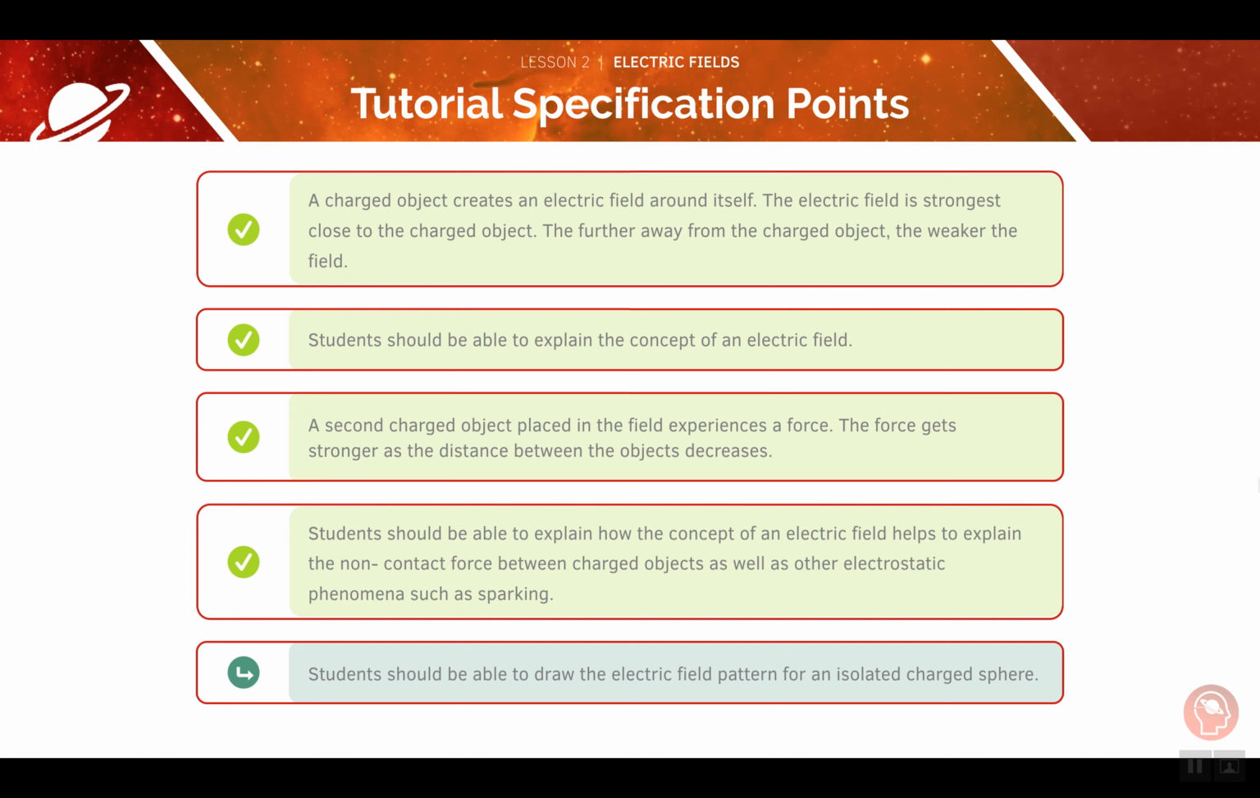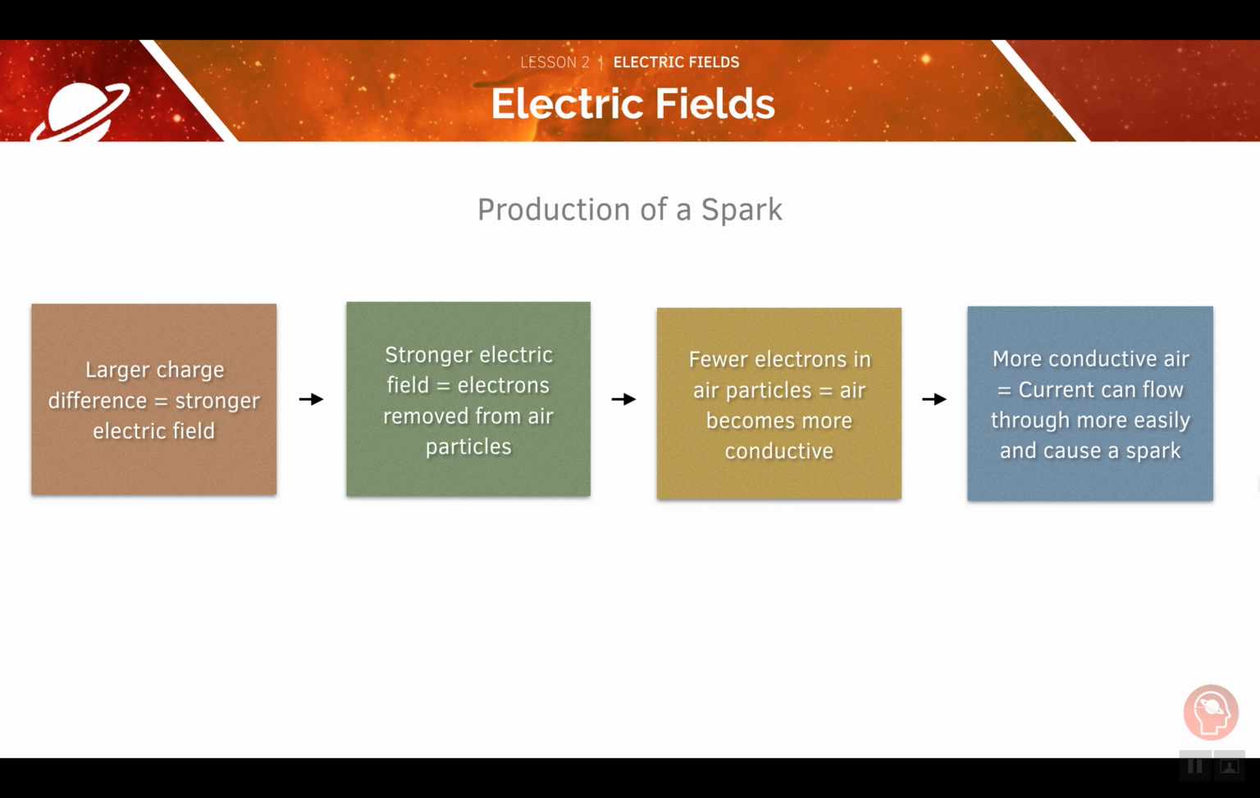Our final specification point will look at drawing electric field patterns for isolated charged spheres. Here's a step-by-step explanation of how a spark is produced. The larger the charge difference, the stronger the electric field will be. This will lead to electrons being removed from the air particles, so the air will become more conductive. Since the air is more conductive, the current will flow through it more easily, causing a spark.